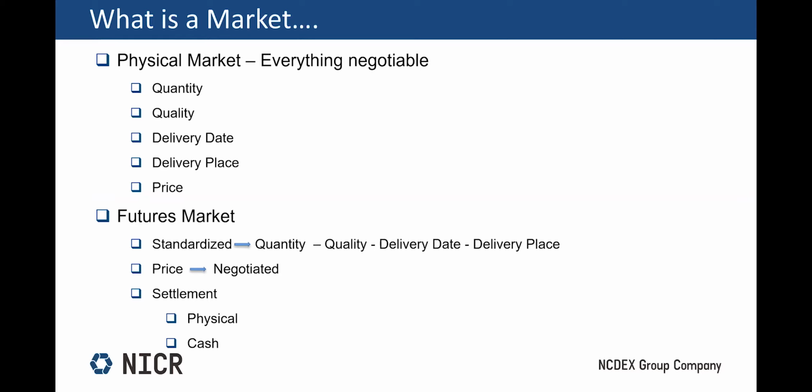But in the case of this virtual or futures market, everything is standardized other than one aspect. The quantity, the quality, the delivery date, the delivery place are standardized in nature, and what is negotiated is only the price. The settlement can be physical, as I said, that one can take a delivery and give a delivery, and one can also settle through cash. That means I can exit the market and settle through cash. So there are two forms of settlement in this marketplace.